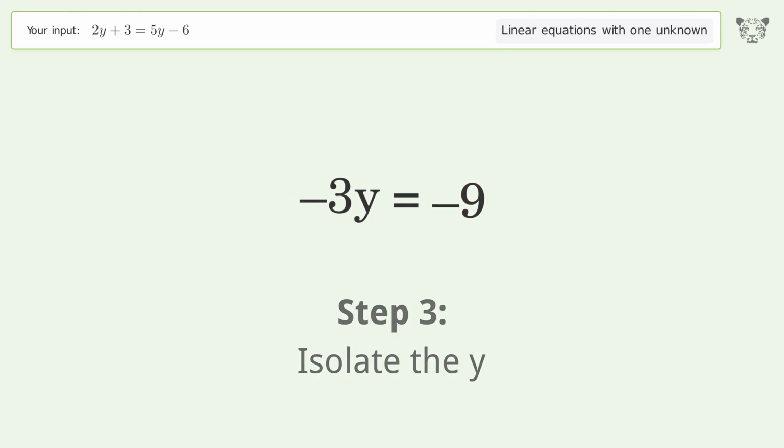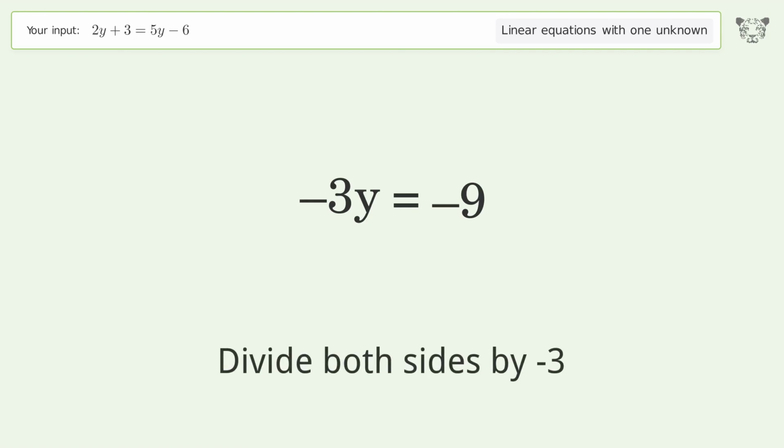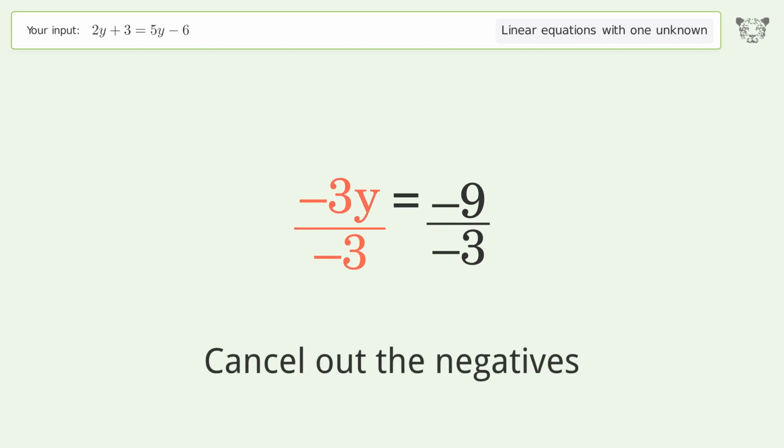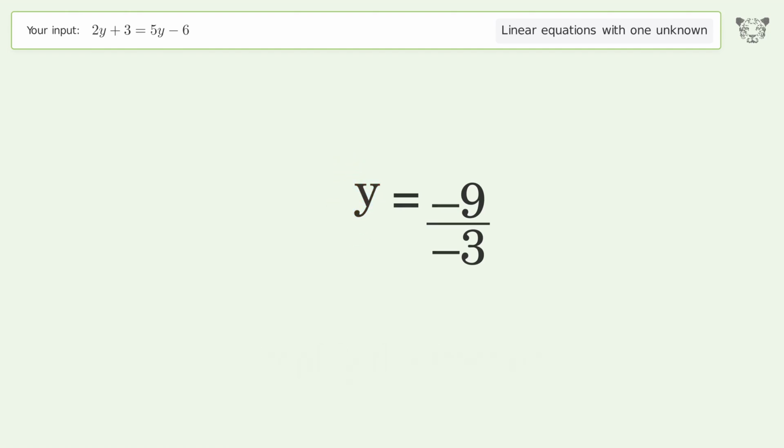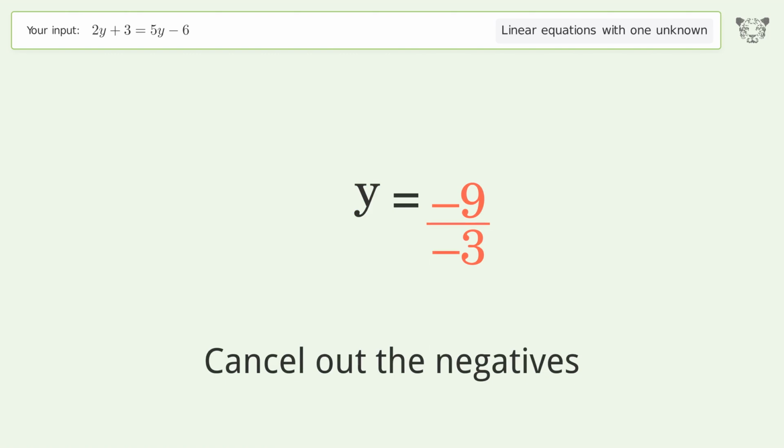Isolate the y. Divide both sides by -3. Cancel out the negatives. Simplify the fraction. Cancel out the negatives.